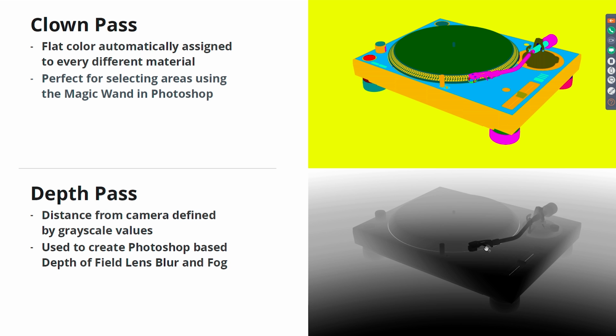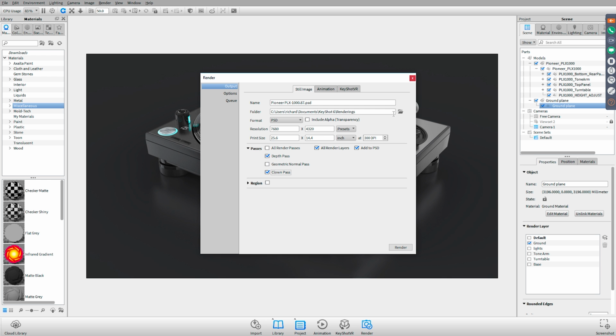The depth pass we'll get into in detail in a little bit, but that's also one that we can output that allows us to do some creative post-processing as well. So if I go back here, enable depth pass, clown pass, and my render layers, we'll render this out. So I've already rendered it, but that's how that image was rendered.